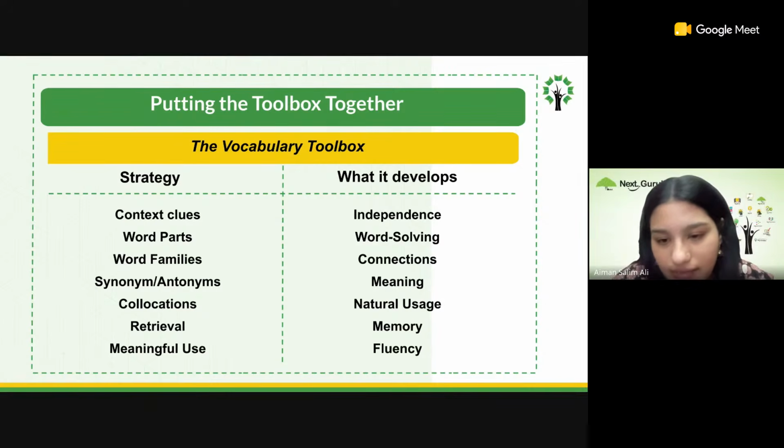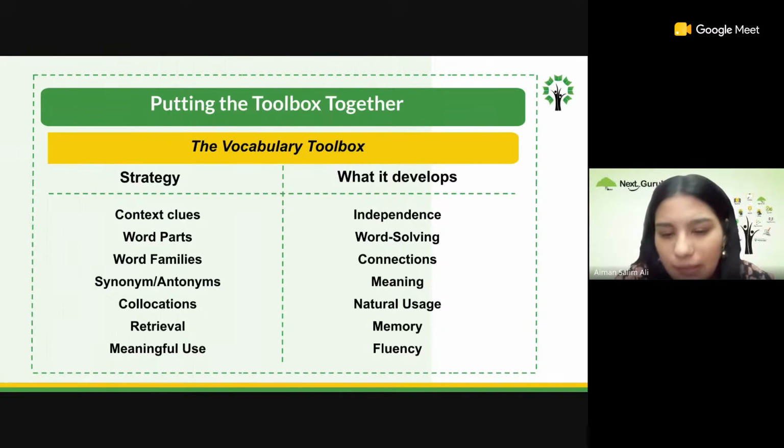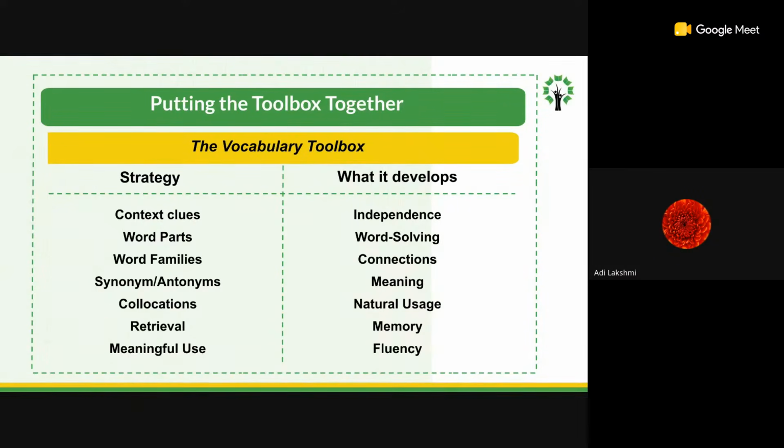Hi, Adi, you want to share something? Hi, Adi. Adi Lakshmi. Okay. Yes.